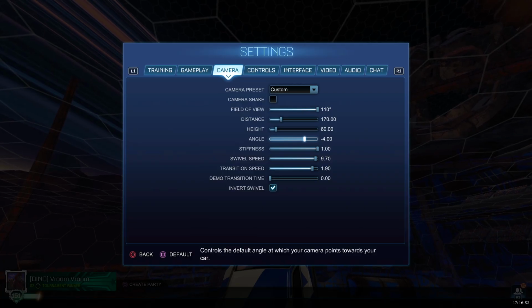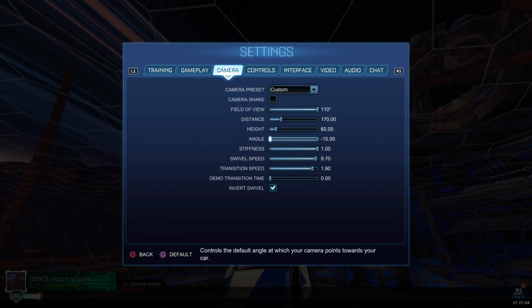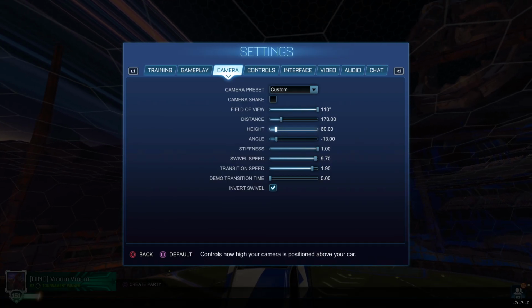But this feel is something that you get used to. So let's say you choose to air dribble at -10, you can get used to that pretty quickly. It's not going to be necessarily bad. You can air dribble at -15. It's not going to be bad. It's just going to be a bit of a different feel than a lower angle. So yeah, play around with angle.